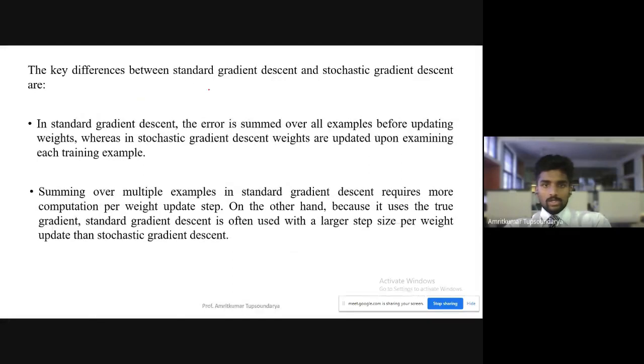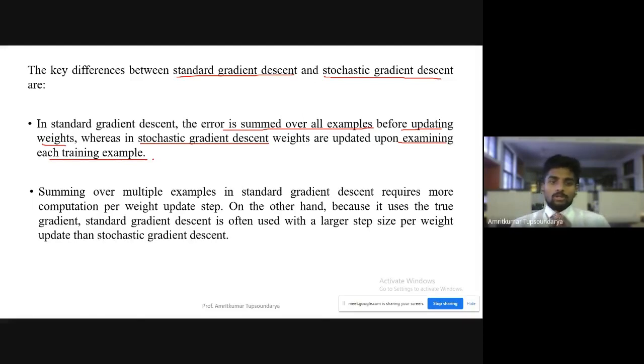Now, what is the difference between the standard gradient descent, which we have learned earlier, and the stochastic gradient descent that we have just learned? What are the key differences here? The first difference is that in the standard gradient descent, the error is summed over all the examples before updating weights, whereas in the stochastic gradient descent, weights are updated upon examining each training example.